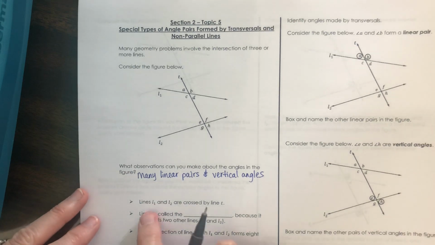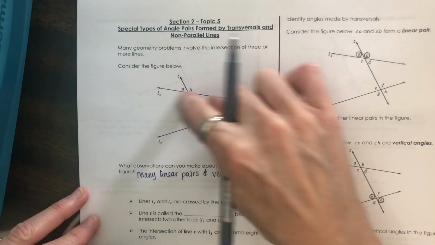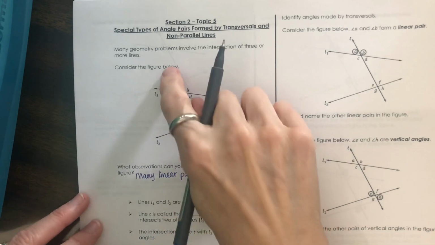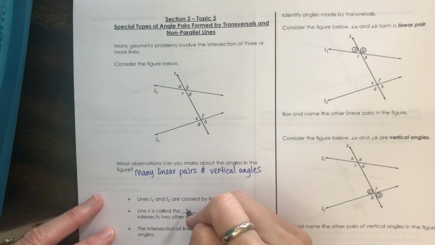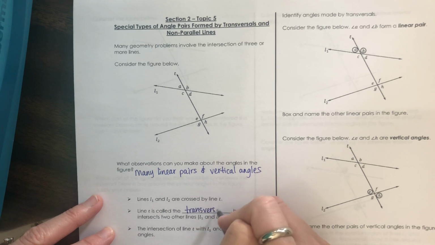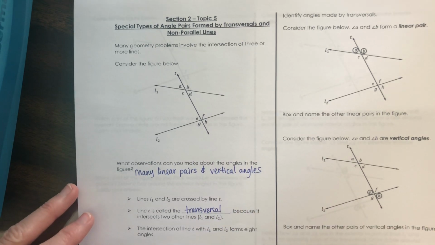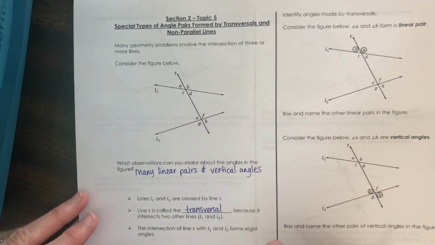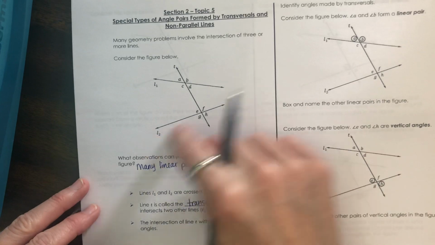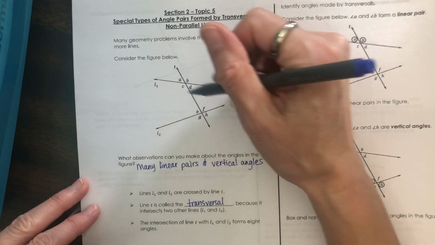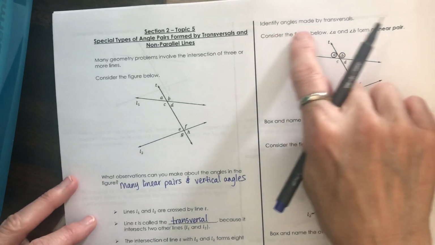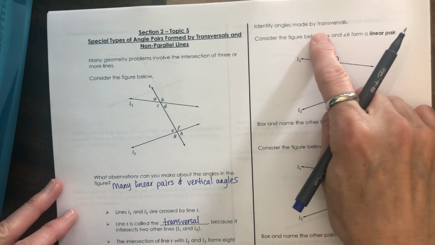All right, lines L1 and L2 are crossed by line T. Line T is called the transversal because it intersects two lines, L1 and L2. The intersection of line T with L1 and L2 forms 8 angles, which we have labeled here A through H. Identify angles made by transversals.